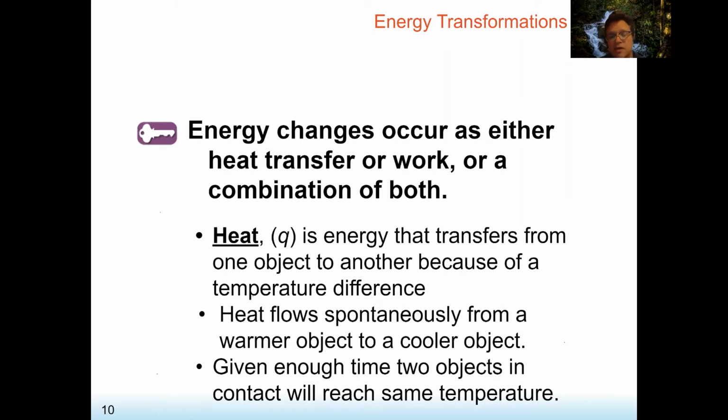Heat in calculations is listed by the variable lowercase q, and it's energy that transfers from one object to another because of a temperature difference. Heat will flow from an object that has a higher temperature to an object that has a lower temperature. If you keep two objects together long enough, their temperatures will eventually reach the same point.